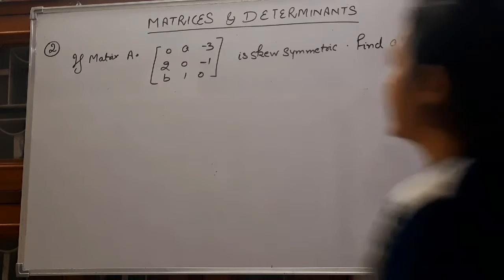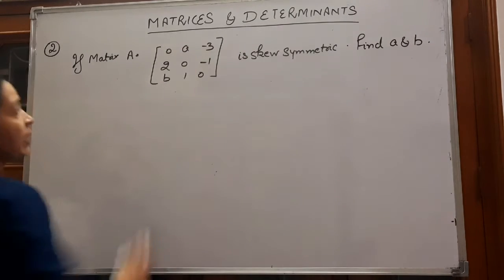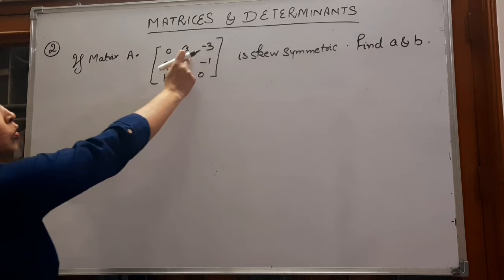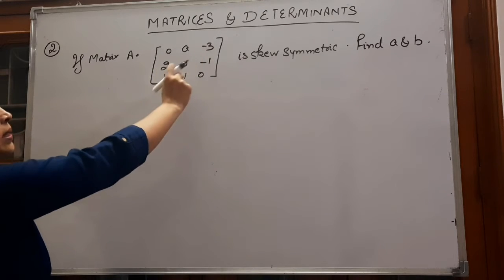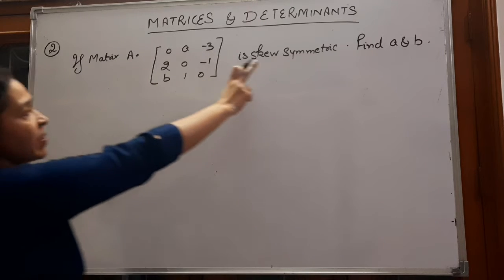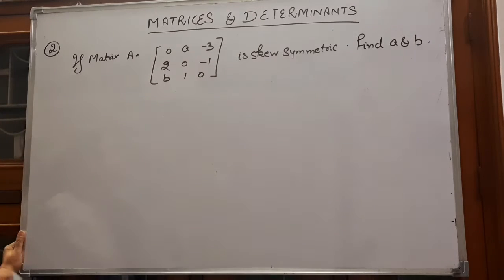If a matrix A is given, we have 3 rows and 3 columns: 0, 2, minus 3; 2, 0, minus 1; B, 1 and 0. These are the elements of the matrix. It is given that this matrix is a skew symmetric matrix. Find the value of A and B.